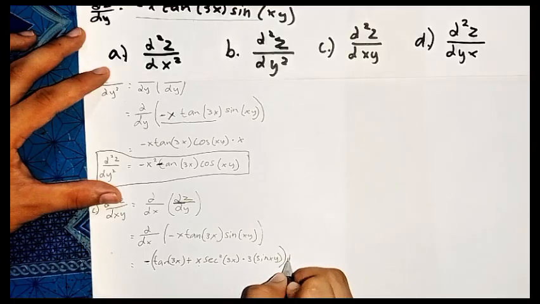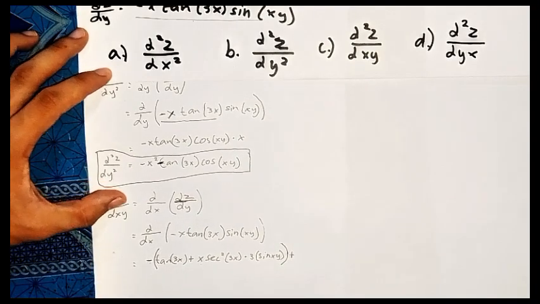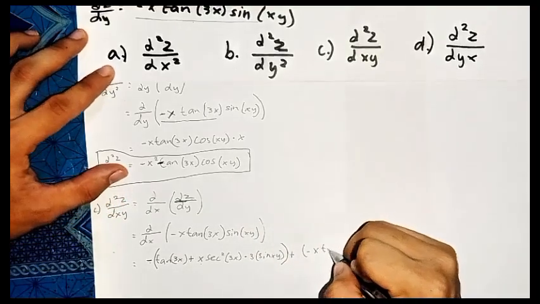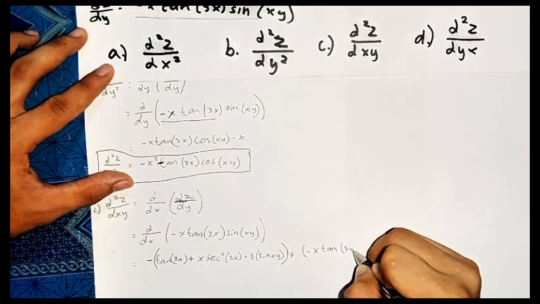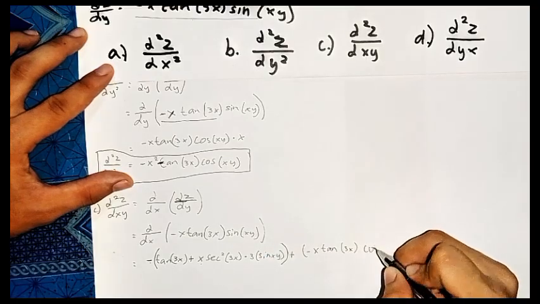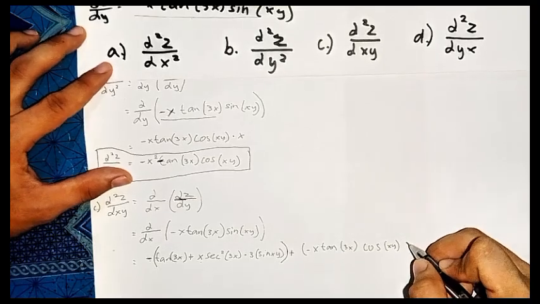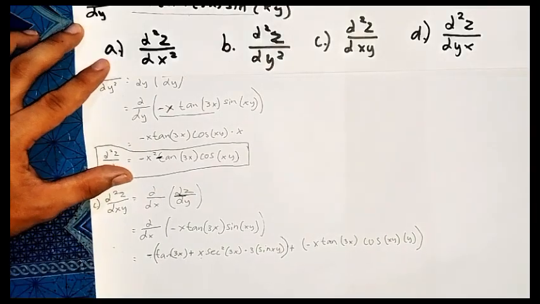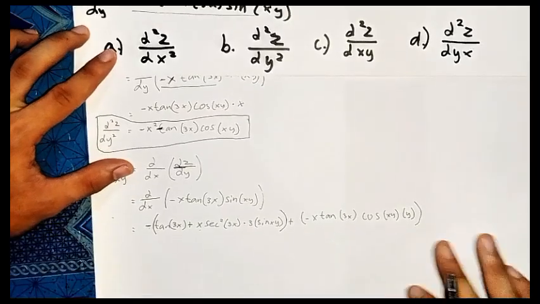Next, plus. This is the one we derive. So, copy negative x tan 3x. The derivative of sine xy is cosine xy. The derivative of xy with respect to x is y. Now let's simplify after we have derived everything.